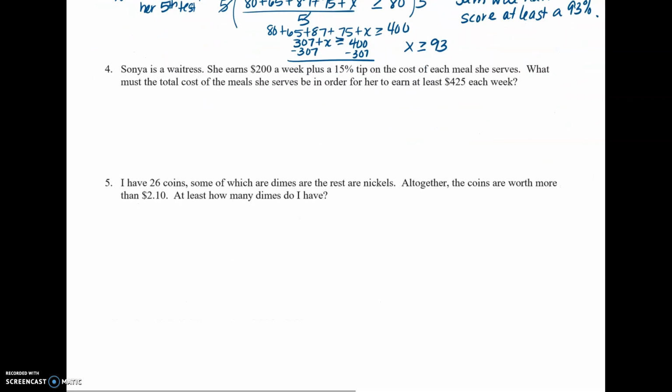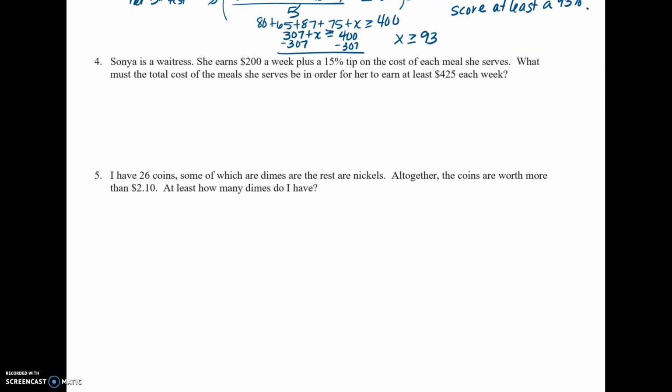Sonia is a waitress. She earns $200 a week plus a 15% tip on the cost of each meal she serves. What must the total cost of meals she serves be in order for her to earn at least, again, we're having a lot of at least, that's greater than or equal to, $425 a week. All right. So it's asking us, what must the cost of the meals served? So let's let C equal the cost of the meal.